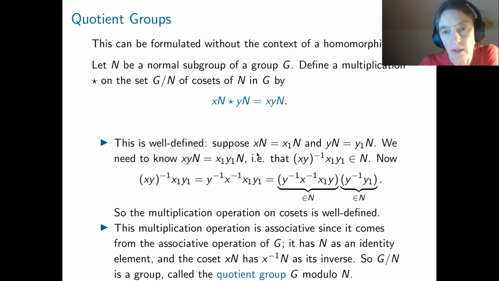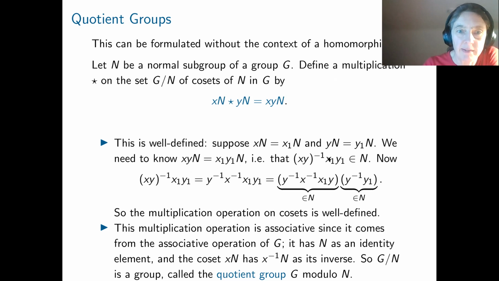Okay, so what we need to know in this situation is that xy and x1y1 are in the same coset of N in G. If xy and x1y1 are in the same coset, that means that xyn is equal to x1y1n', where n and n' are elements of N. And that means that the inverse of xy composed with the element x1y1 must be in N, in order for these two elements to determine the same coset.